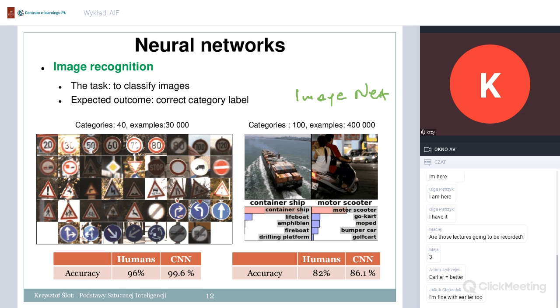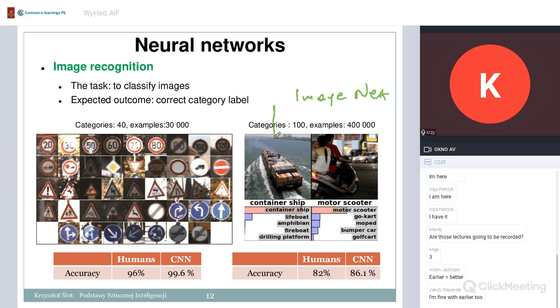And so 100 categories have been selected from this ImageNet repository, hundreds of thousands of different examples, and the network was trained and then confronted with human ability to recognize objects. And here are simple sample examples from operation of this system. So on the left, here is a challenge.